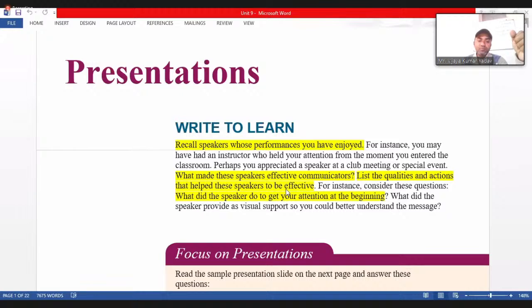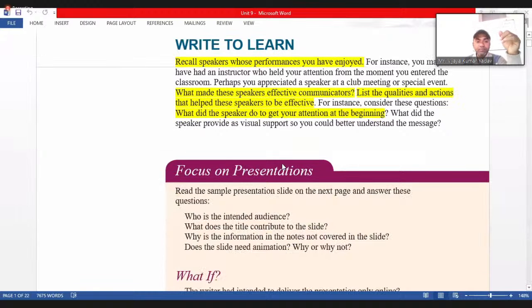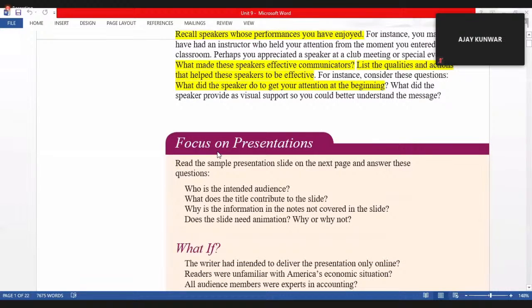Okay. So what did the speaker do to get your attention at the beginning? That is, when the speaker started the presentation. Okay. So what did the speaker do to make you attentive? What are the things that the speaker did in order to make you attentive? Okay. So these are the things you will learn here. Very good things given here. Okay. So now focus on presentation.